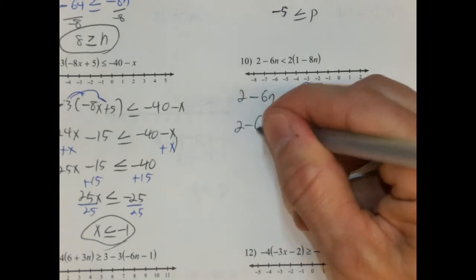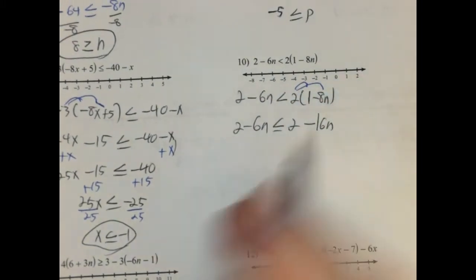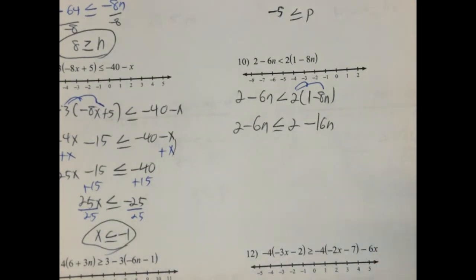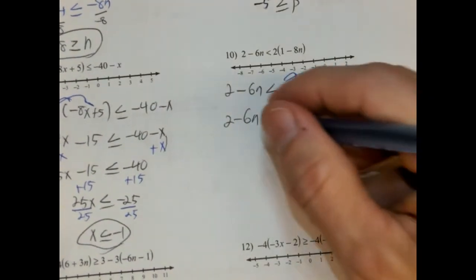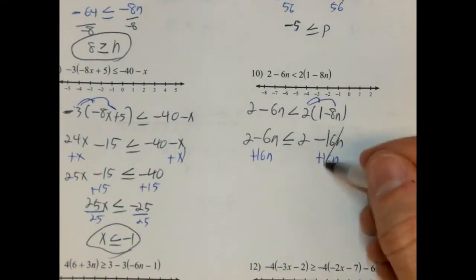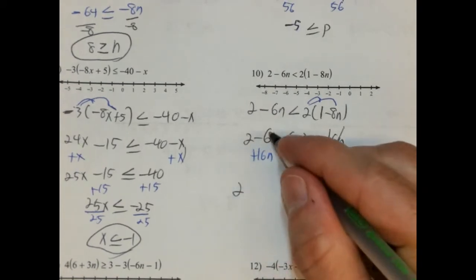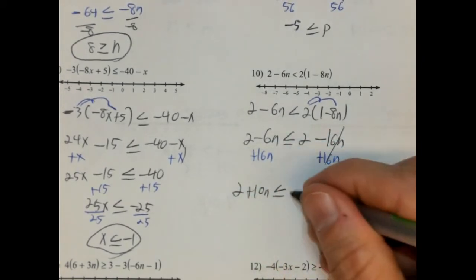So 2 minus 6n is less than or equal to 2 minus 16n. So we're going to move the variable to the smaller coefficient, which in this case is negative 16. So we're going to move that to the other side. So plus 16n to both sides. We're going to use the inverse operation there. So 2, and then negative 6 plus 16 is going to be plus 10n, less than or equal to 2.